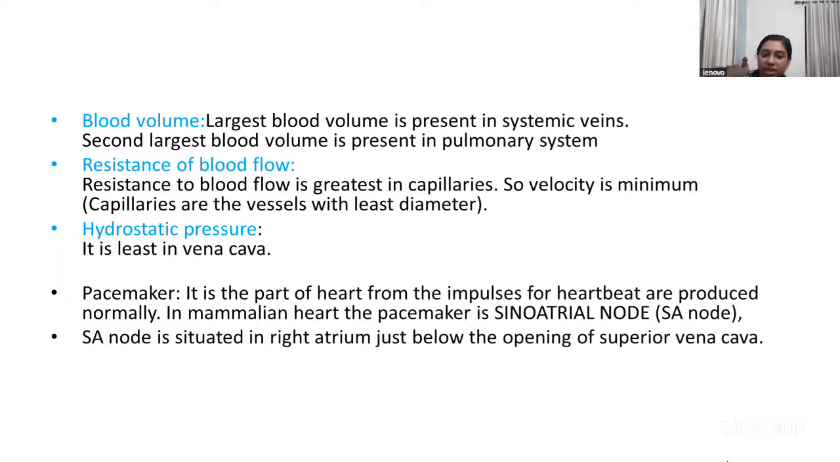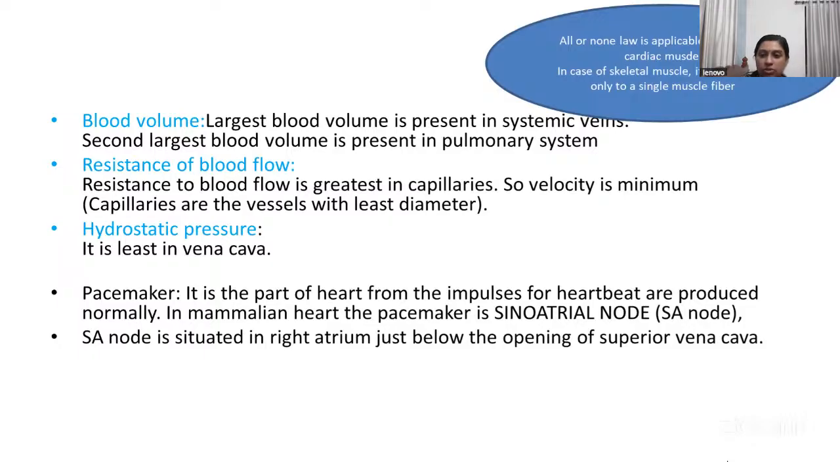Next, what is a pacemaker? It's the part of the heart from which the impulses for the heartbeat are produced. That is what we call a pacemaker. So what is the pacemaker of the heart? That is the SA node, or the sinoatrial node. And the position of the sinoatrial node is also asked multiple times. The SA node is situated in the right atrium, just below the opening of the superior vena cava.